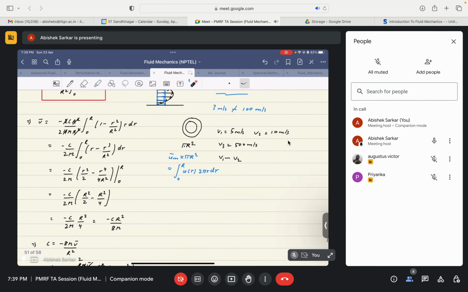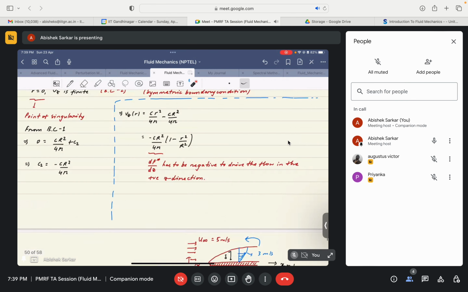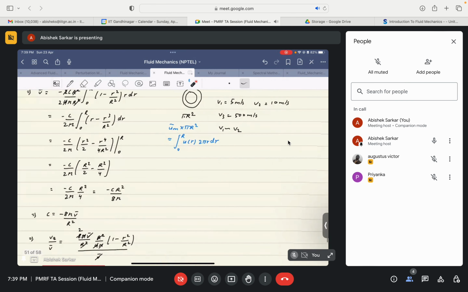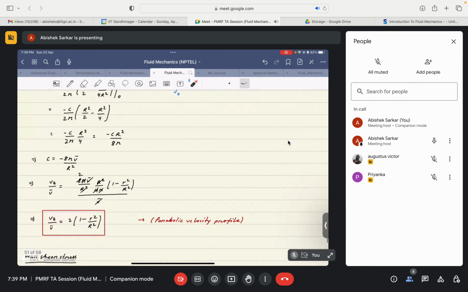In this expression, you substitute the value of the velocity Vz, that is, the velocity profile that you obtained here. Once you substitute the velocity profile, you will find that Vz by V can be written by this expression. It tells us that we will get a parabolic velocity profile with respect to r, since it varies as r square. That's why we get a parabolic velocity profile.